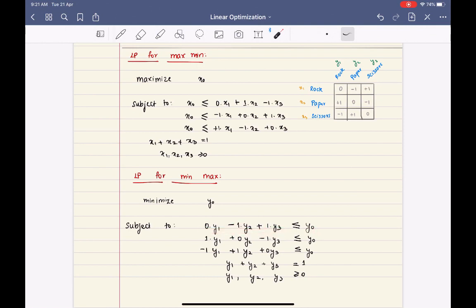Similarly, when max plays this, the cost would be y1 times 1 plus 0 times y2 plus y3 times minus 1, and y0 is at least this. And finally, when max plays this, minus 1 y1 plus 1 y2 plus 0 y3, so this min-max is at least this. Okay, and then we vary over all strategies of min, which gives us these two things. Now these are the two LPs, the LP for max-min and the LP for min-max.